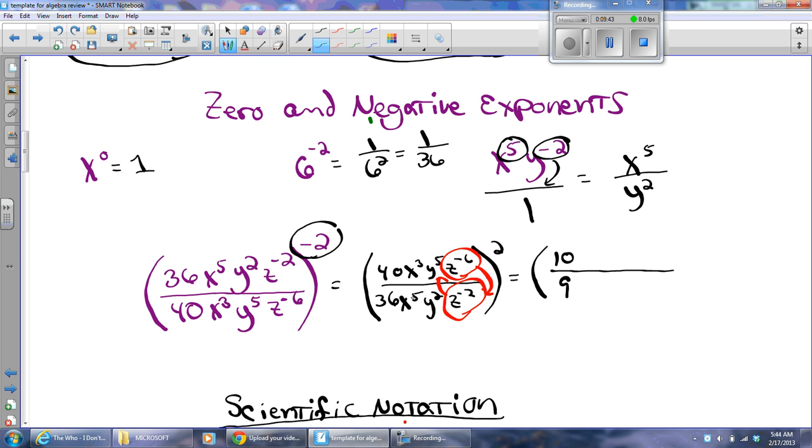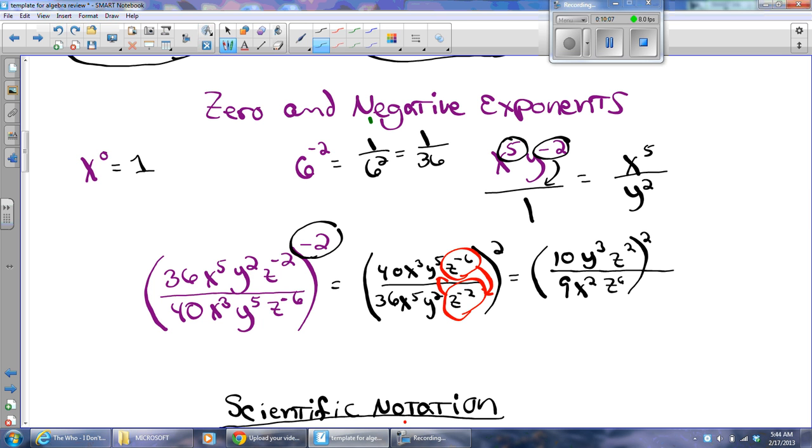X cubed over x to the 5th. Well, it's going to be x to the 2nd, and it'll be in the denominator. Y to the 5th over y squared, it's going to be a y cubed. It's going to be in the numerator. Now my z's are going to look like this. z squared over z to the 6th. And the whole thing is being squared still.